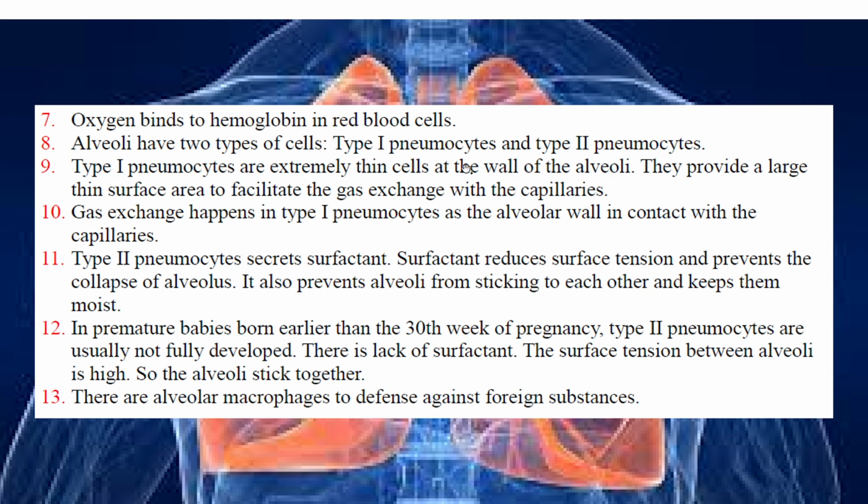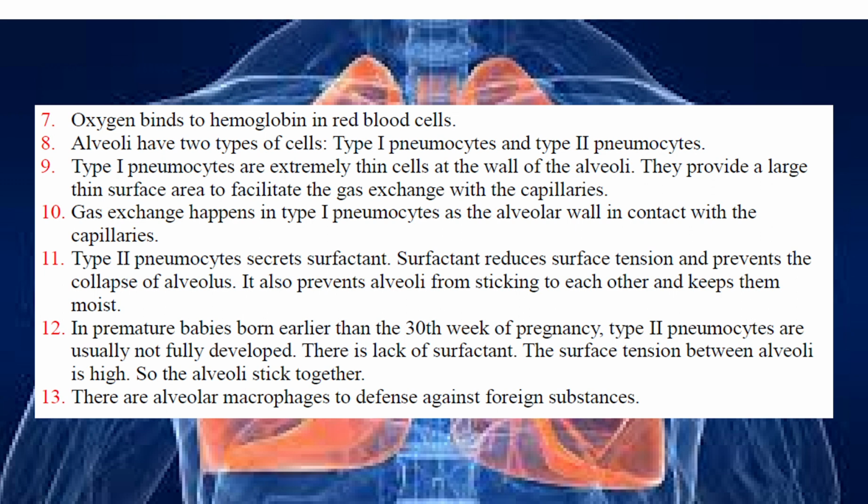So remember type 1 and type 2. Type 1 is for the transfer of gas. Type 2 is for the secretion of surfactant. And the surfactant has many different effects. It reduces the surface tension, makes the water pass through easily, and prevents the collapse of the alveolus. If they stick together, they can't work properly.